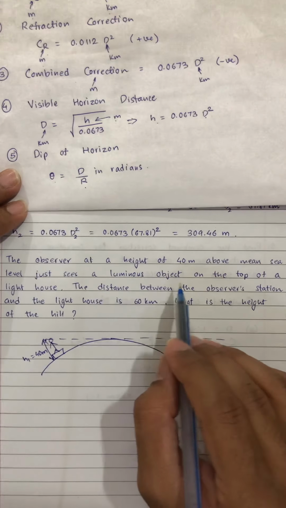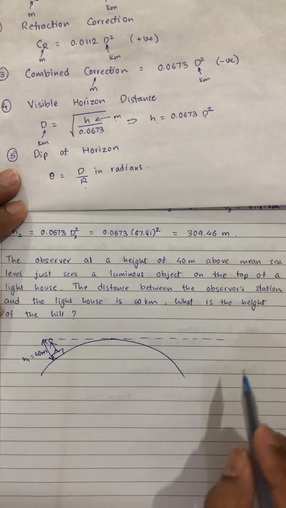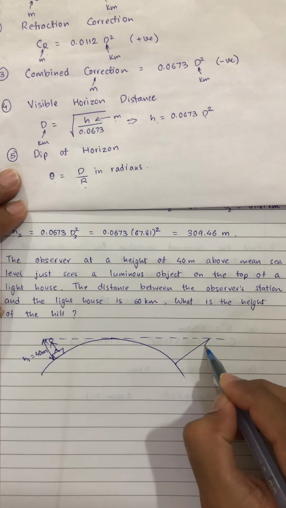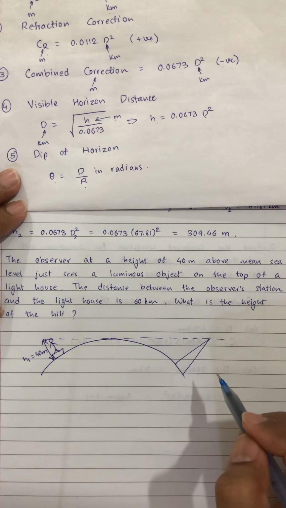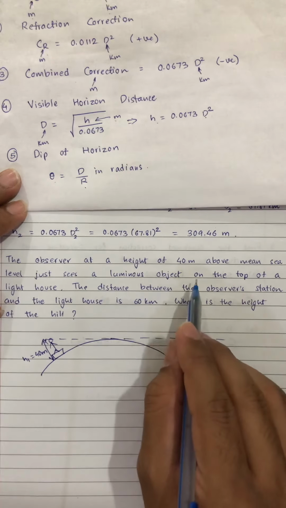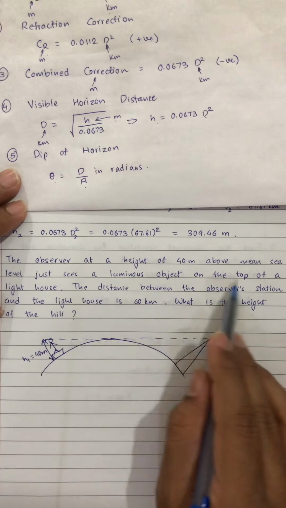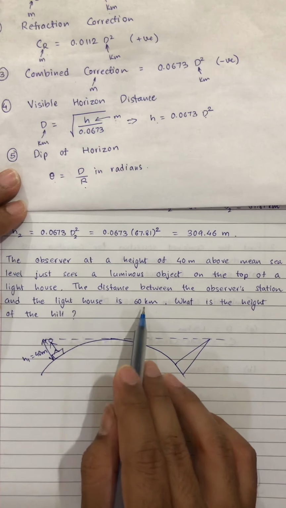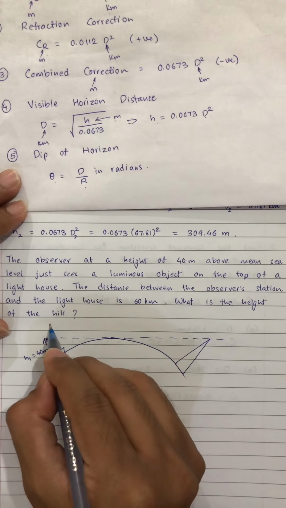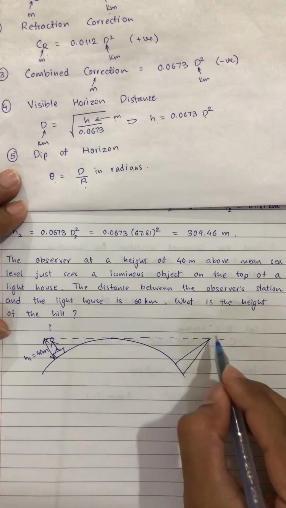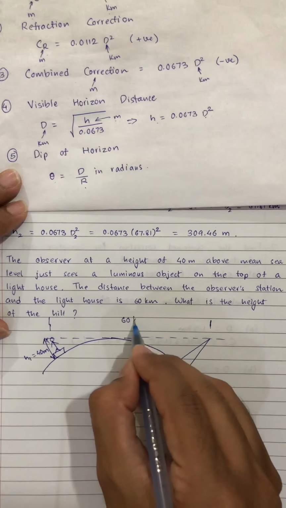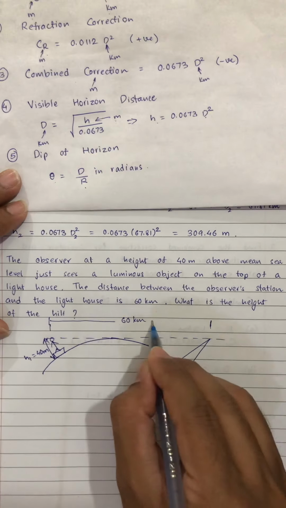The observer just sees a luminous object on the top of a lighthouse. So on the other part of the earth, there is a lighthouse. For example, this is the lighthouse. The distance between the observer station and the lighthouse is 60 kilometers. This is the distance between the observer station and the lighthouse, equal to 60 kilometers.